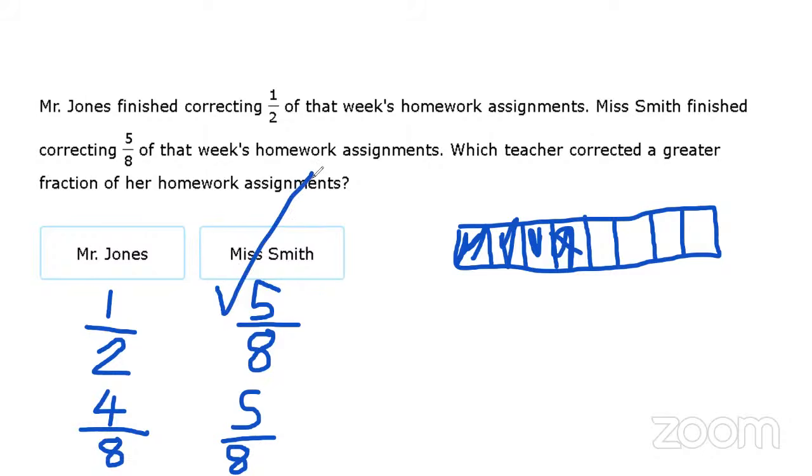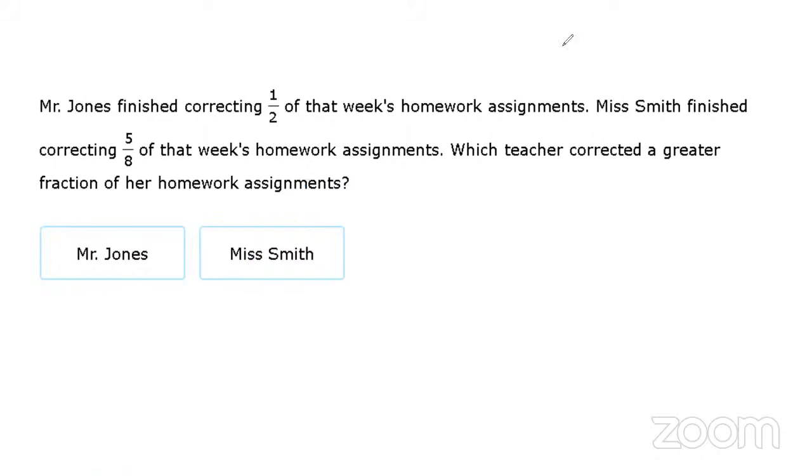Brilliant. Before I go, I'm just going to read what Michaela has explained. Michaela says you can use LCM to solve this. So LCM of 8 and 2 is 8. So 8 divided by 2 is 4, and 4 times 1 is 4 eighths. And 8 divided by 1 is 8. 8 divided by 8 is 1. So 5 times 1 is 5 eighths. So the answer is Miss Smith. All right, lovely, brilliant.